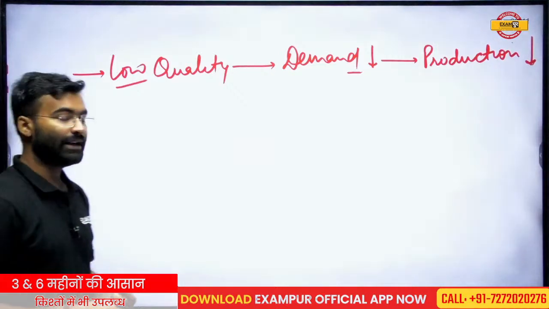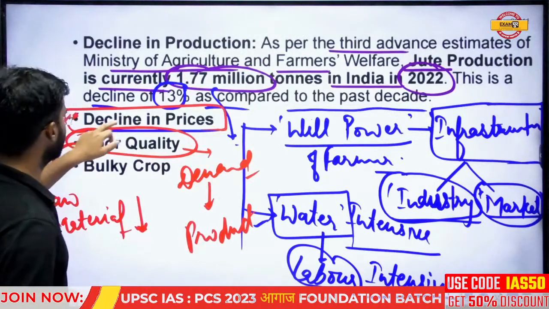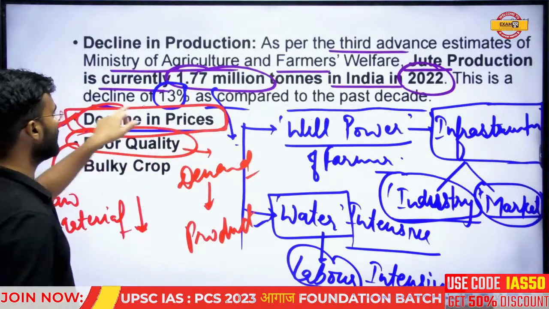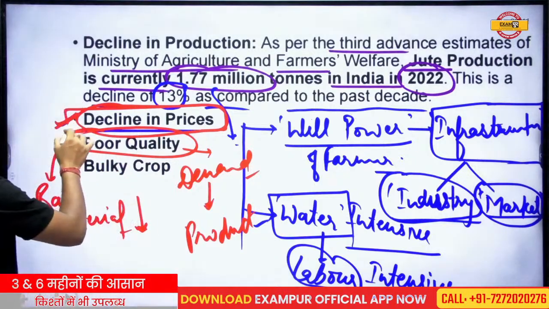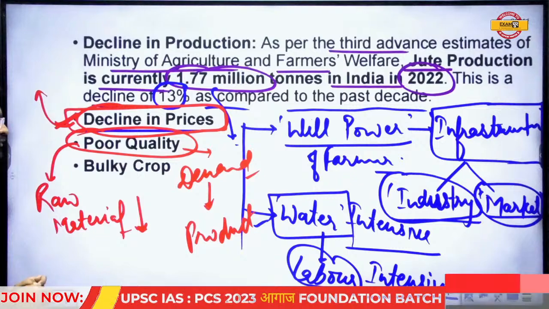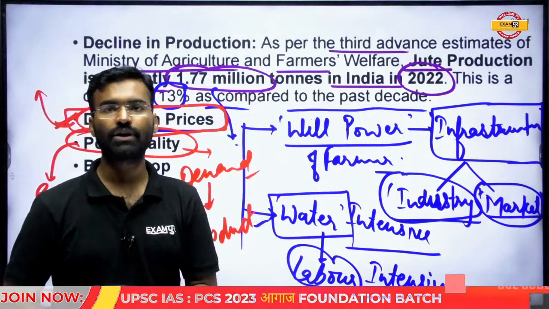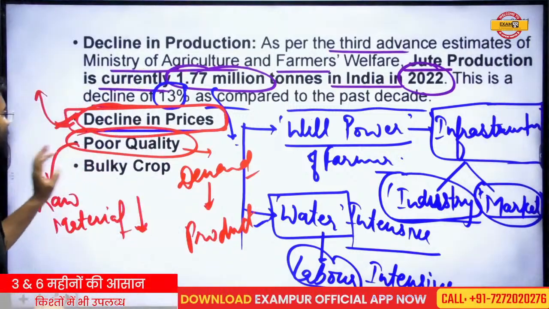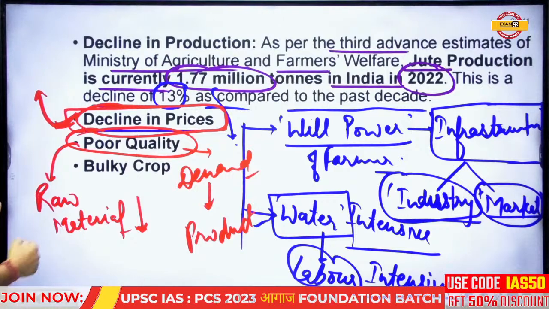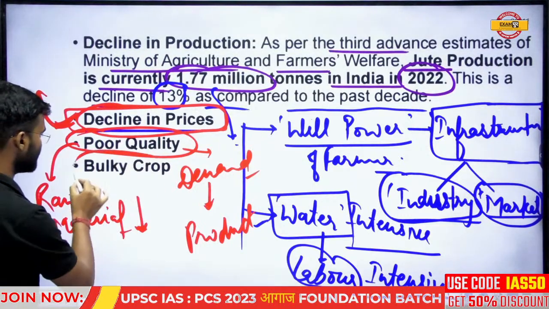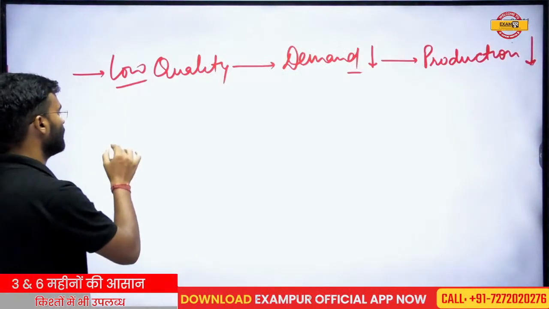Less price, or the low price, you can say the decline in the prices. If the prices decline, it will affect the will of the farmers for the production of the crop. So it is also impacted. It also has an impact on the production. And another thing, this is a bulky crop.